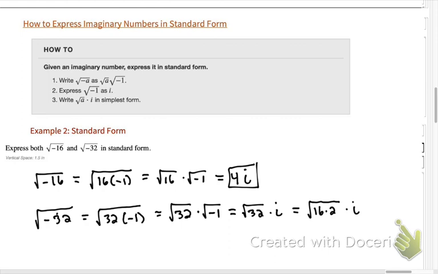So if you're trying to simplify the square root of a number, the best thing to do is to rewrite it using the largest square divisor you can think of. In this case, 16 is what's called a perfect square because it's 4 squared. So that's the largest perfect square divisor of 32, and I went with 16 times 2. And finally here, we'll take the square root of 16, which is 4, times the square root of 2 times i. So the square root of negative 32 can be written as 4 root 2 times i.